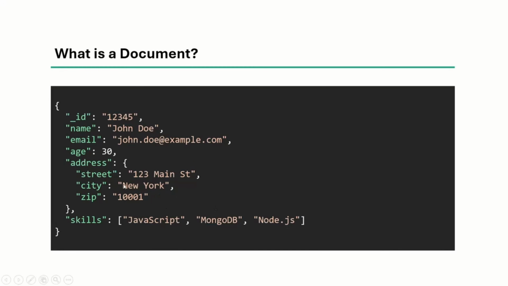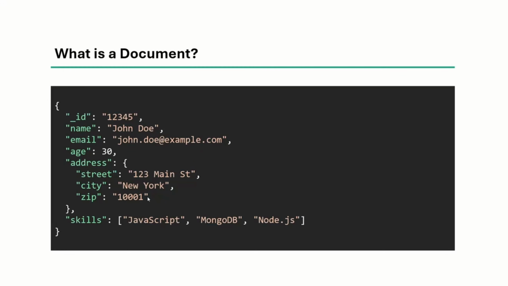A field can also store embedded documents. You see, to this address field, we are assigning another document. And in that document also, we have some fields, we have some key value pairs. But this document is present inside this outer document. So that's why it is called an embedded document. So a field can also be assigned an embedded document.